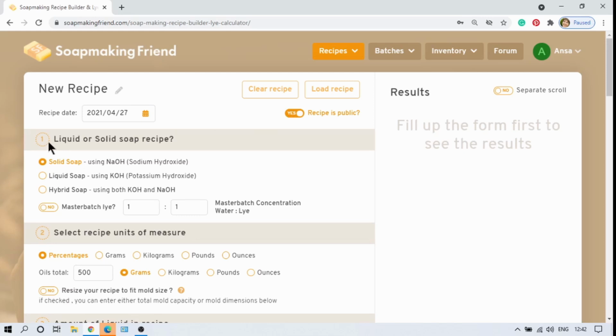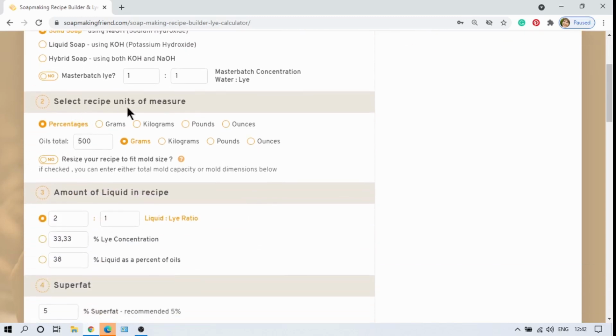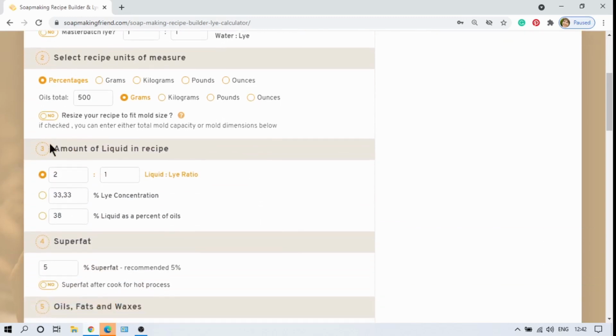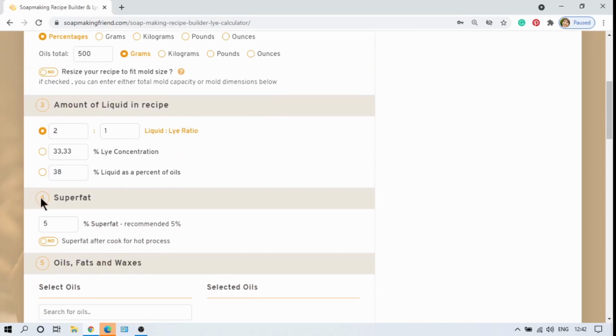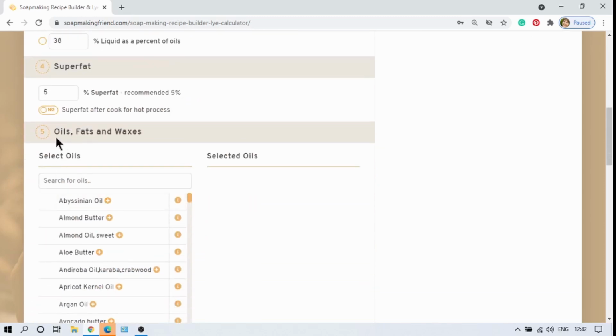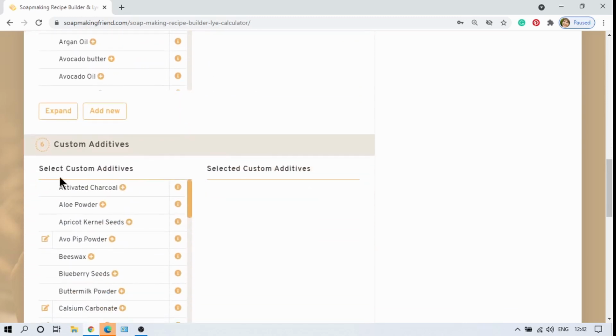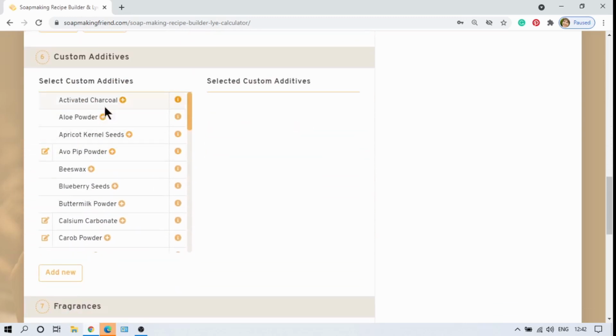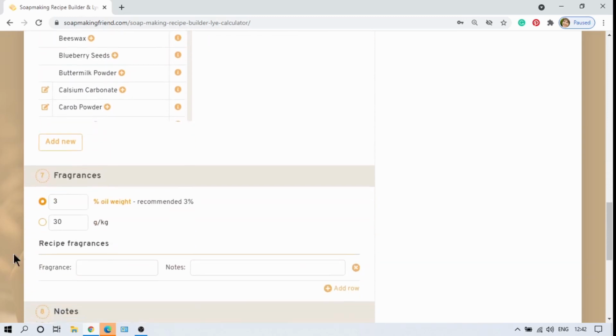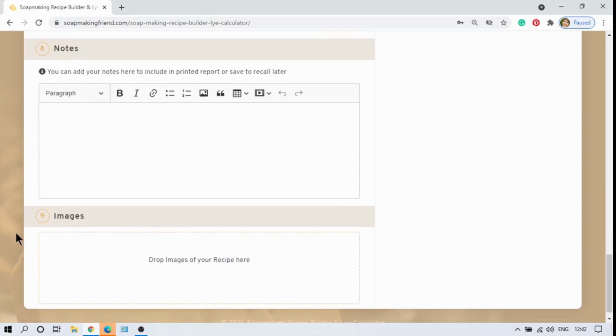I'm just going to quickly go through this. We're going to look at the liquid, if it's a liquid or a solid soap recipe, the recipe units of measure, the amount of liquid in your recipe. We're going to look at super fat, the different oils, fats and waxes that you can choose from here. Then the custom additives that you can put in here, activated charcoal, buttermilk, anything in between. We're going to look at the fragrances and the percentages there. And then here at the bottom, you can add notes on your recipe as well.